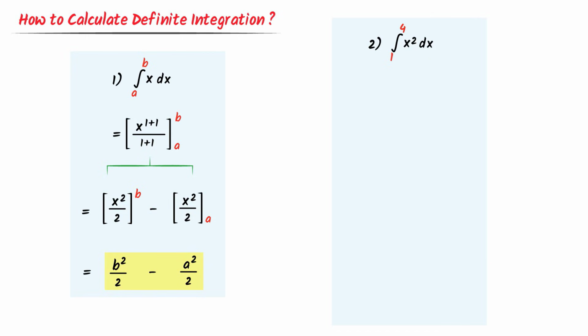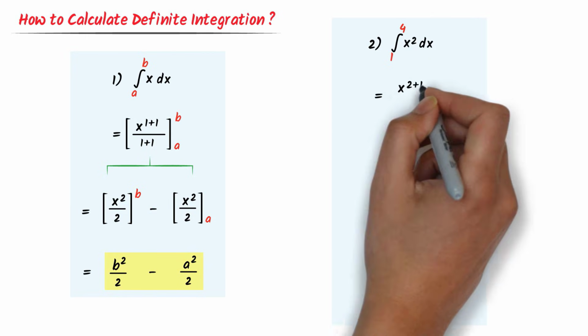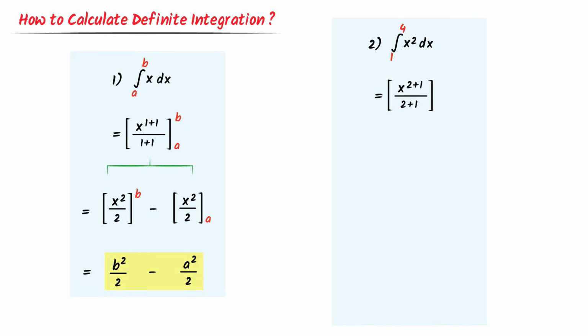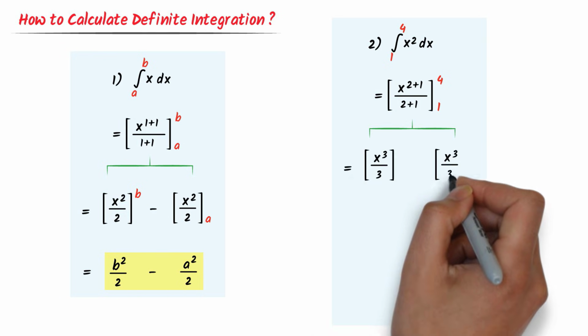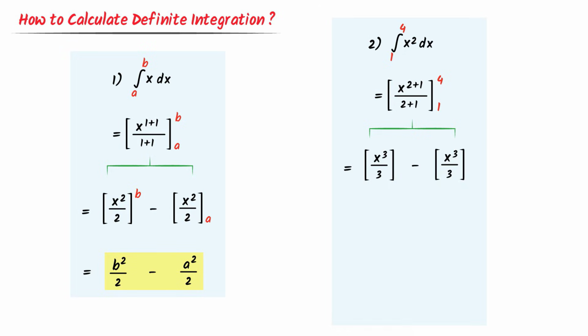In case of the second question, the integration of x squared is x to the power 2 plus 1 upon 2 plus 1. I put lower and upper limits. The upper limit is 4 and the lower limit is 1. Now I write this term 2 times. On the first term, I put 4 or the upper limit, while on the second term, I put 1 or the lower limit. Now I put the values of the limits in their respective terms.